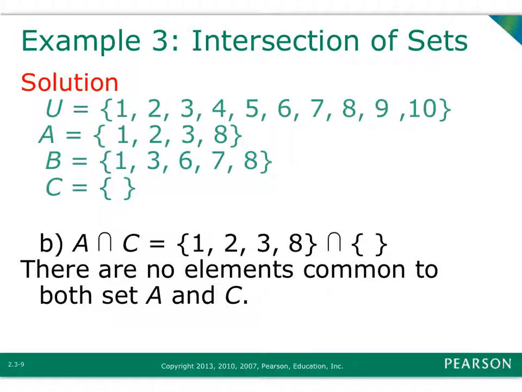Now we'll look at the intersection of A and C. Here, we have A is 1, 2, 3, and 8, and C is the empty set. There are no elements common to both A and C. Therefore, the empty set is the answer.